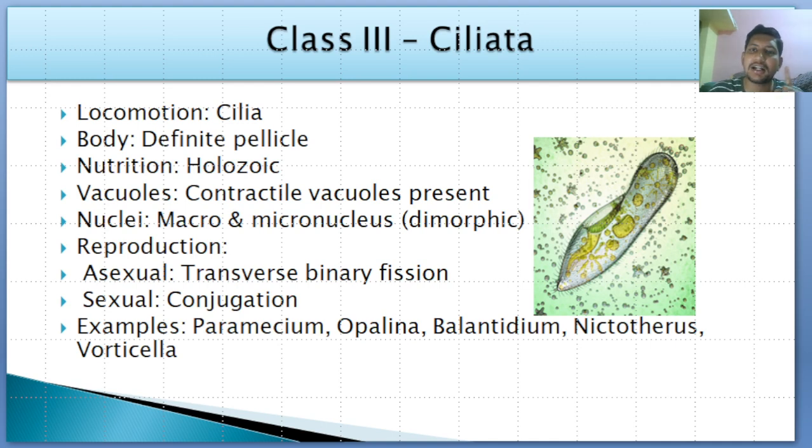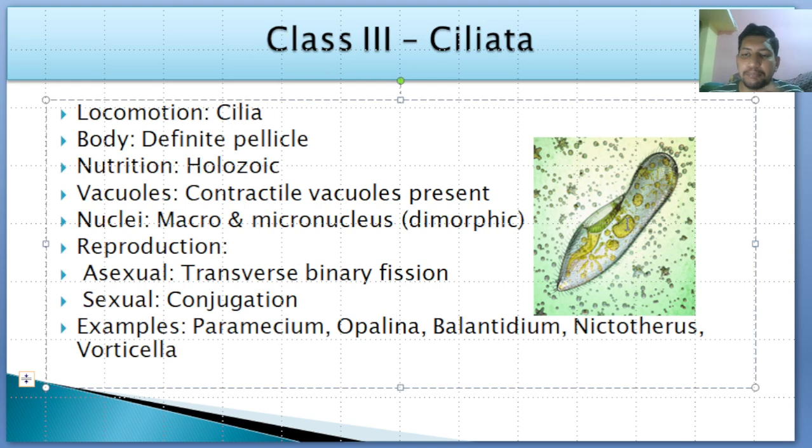See, in case of Rhizopoda, I told you a single contractile vacuole is there and a single nucleus. And the beauty of the class Ciliata is they have two contractile vacuoles and two nuclei. One is the macronucleus, the larger nucleus, and one is the micronucleus. In the diagram shown of Paramecium, you can find two types of nucleus, micronucleus and macronucleus, and also two contractile vacuoles. Remember that. We are going to study in detail in the next classes.